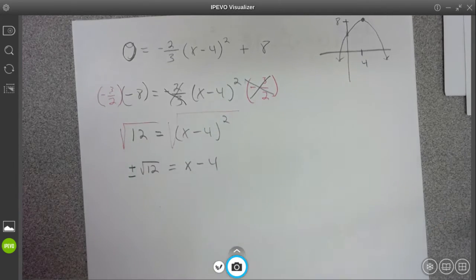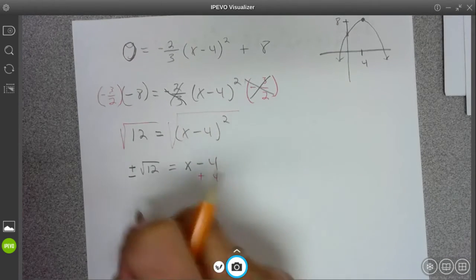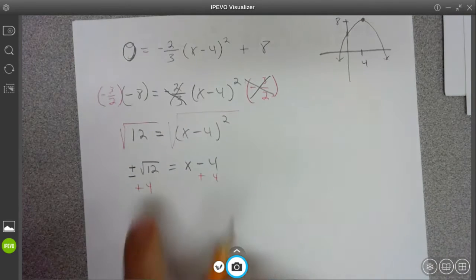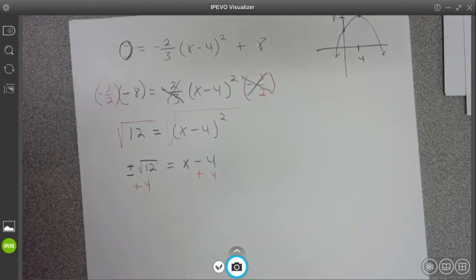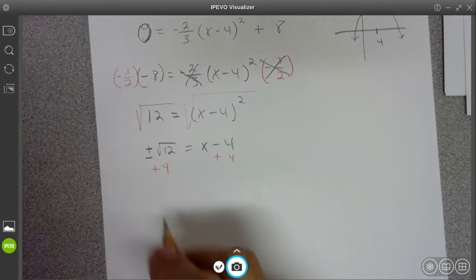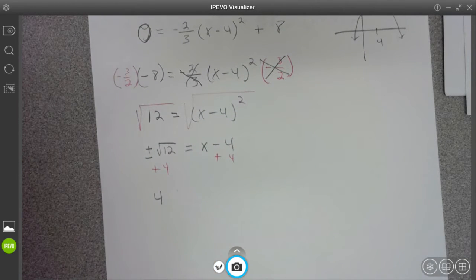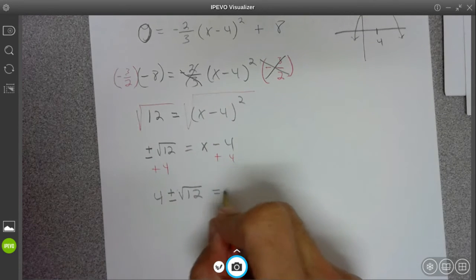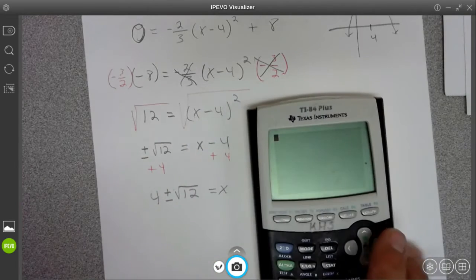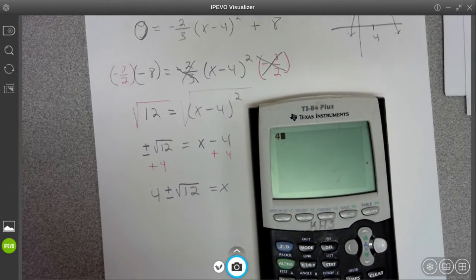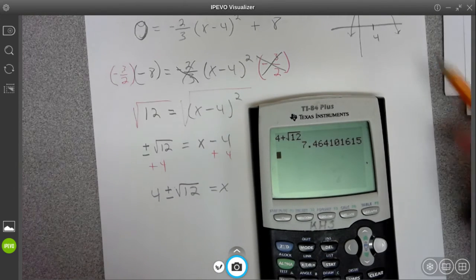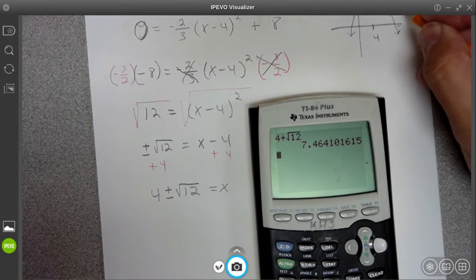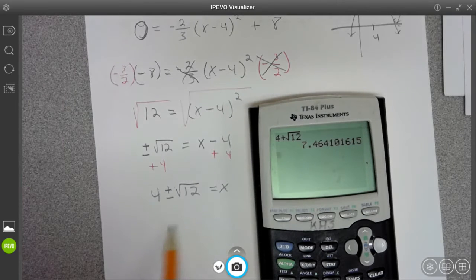And then we're going to plus 4 on both sides. So 4 and the root 12 can't combine with each other because one's in the square root and the other isn't. So this is going to give us positive 4 plus or minus square root of 12 is equal to x. Let's see what that is as a decimal real quick. 4 plus, I'm doing the positive version, square root of 12. So that's 7.46. Okay, you could put 7.46 down here.